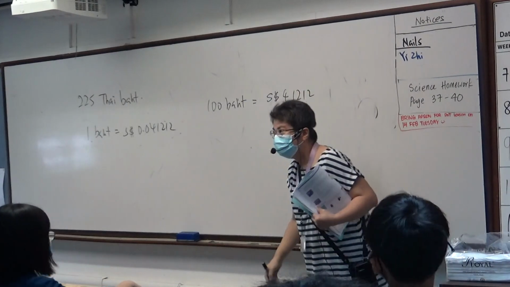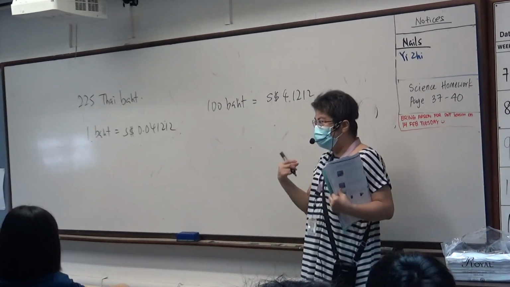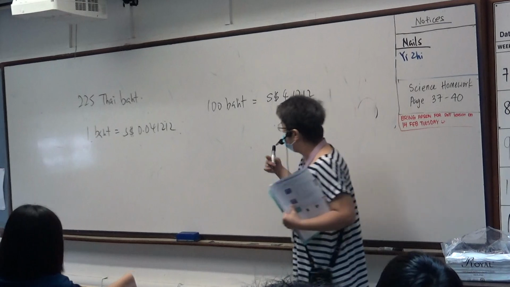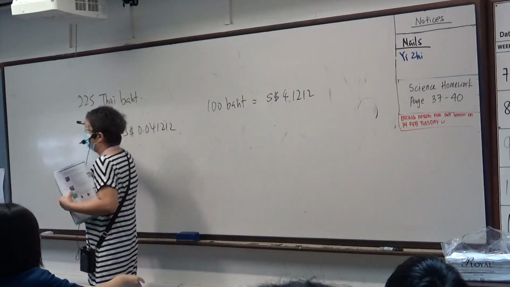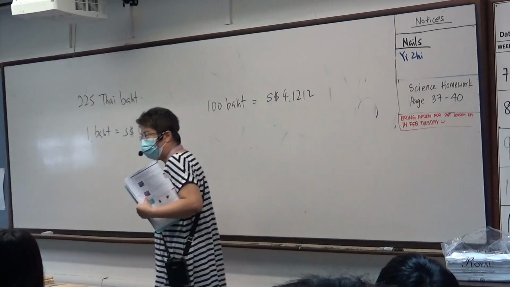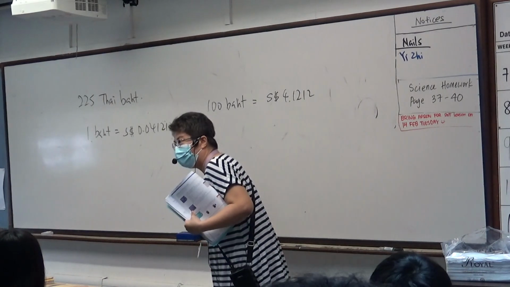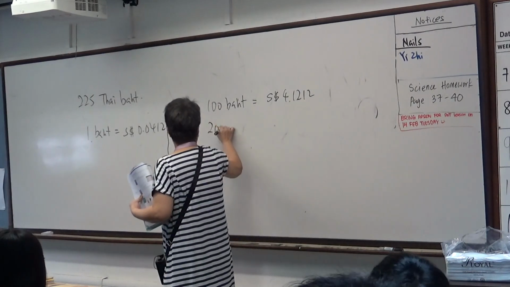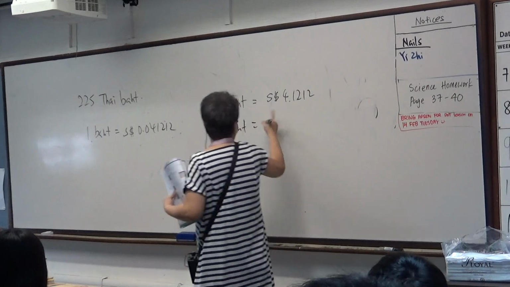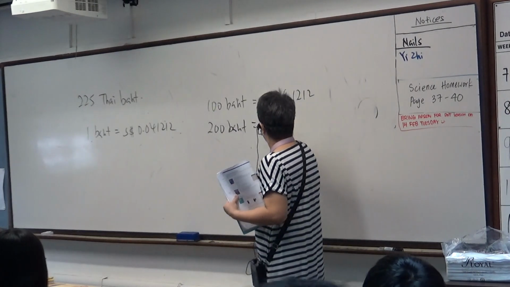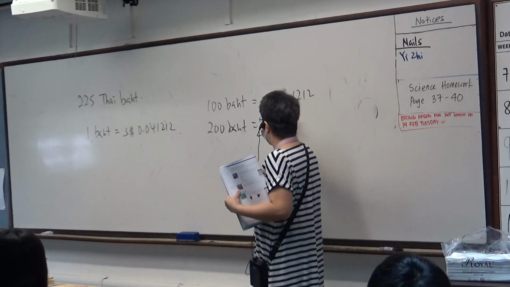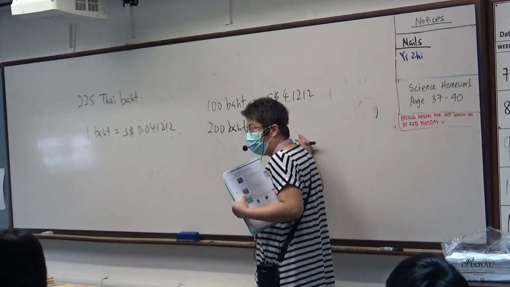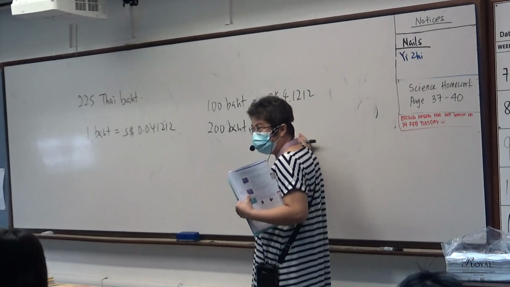4.121 grams. You agree? I thought about 100 first time. Okay? Then this one is how much? 225, right? I can talk about 200, right? If it's 200, it will be how much? This one times 2, right? So about maybe $8. Around that? Around $8 or 8 plus?